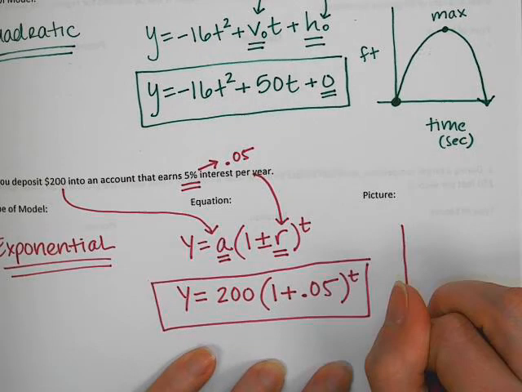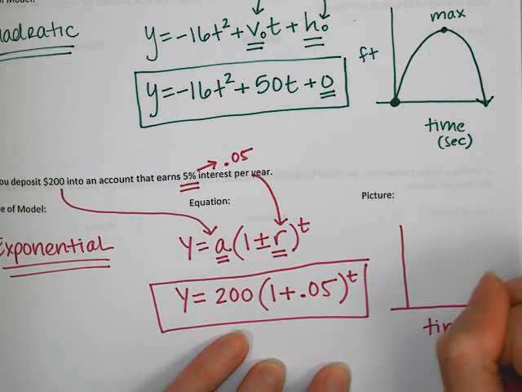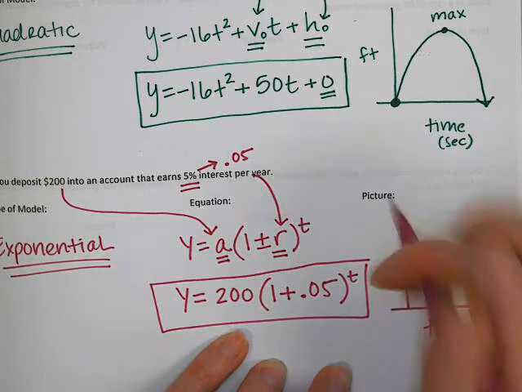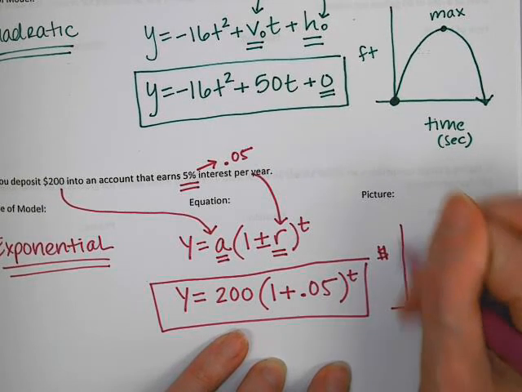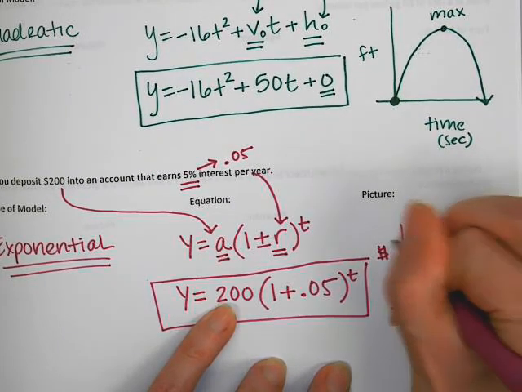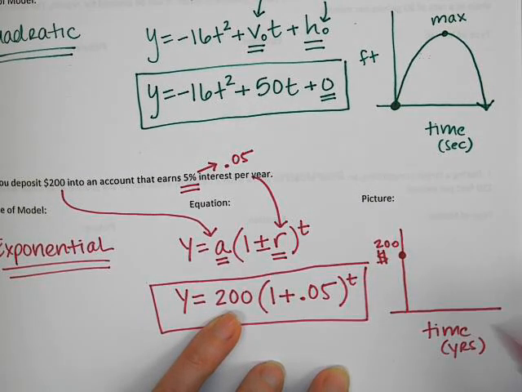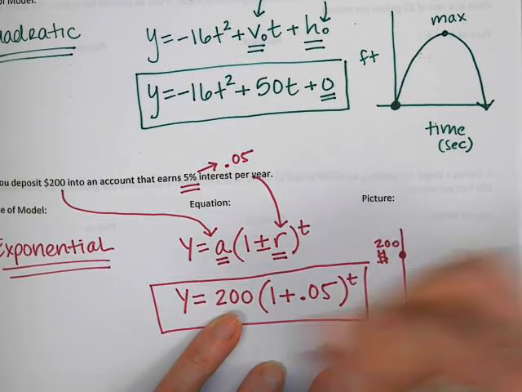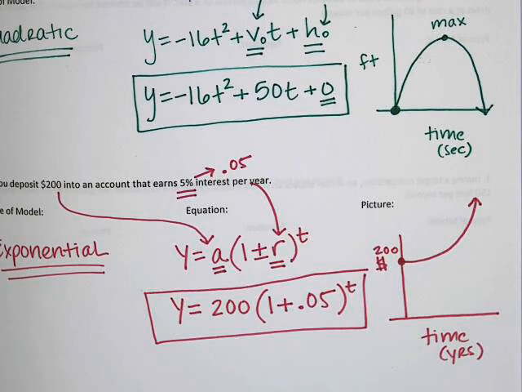So x and y axes labeled. The x-axis here is going to be time in years, and the y-axis is going to be the money earned. We need our y-intercept. Our initial starting amount is up at 200. And then the question is, are we growing or decaying? Because we're earning money, we are growing exponentially. So you would just need to do something like that.